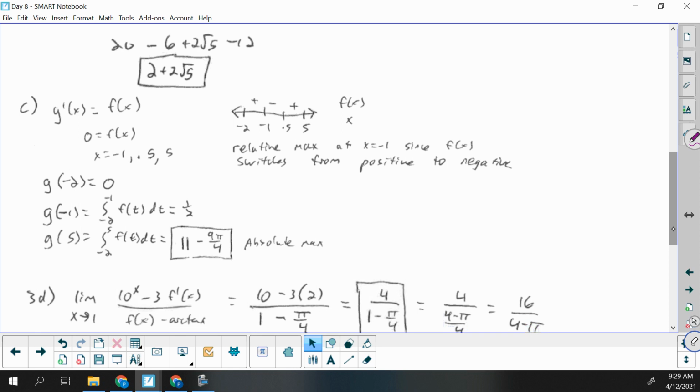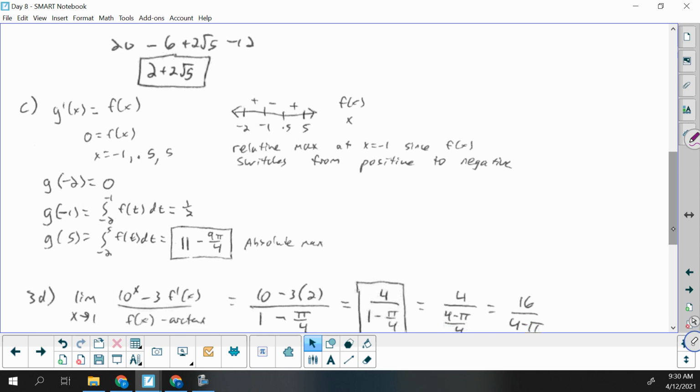Just based on the y values in the graph, you can get your pluses and minuses. We are looking for the absolute max. So we need to find the relative max and test that as well as the endpoints. So our relative max ended up being at x equals -1. Make sure you tell that it's because either f of x or g prime of x switched from positive to negative. So g of -2 is our integral from -2 to -2. Well, that's just 0. G of -1, which is where our relative max was, we're going from -2 to -1. Well, that's just a half of a block above the x-axis. So you get a half there.